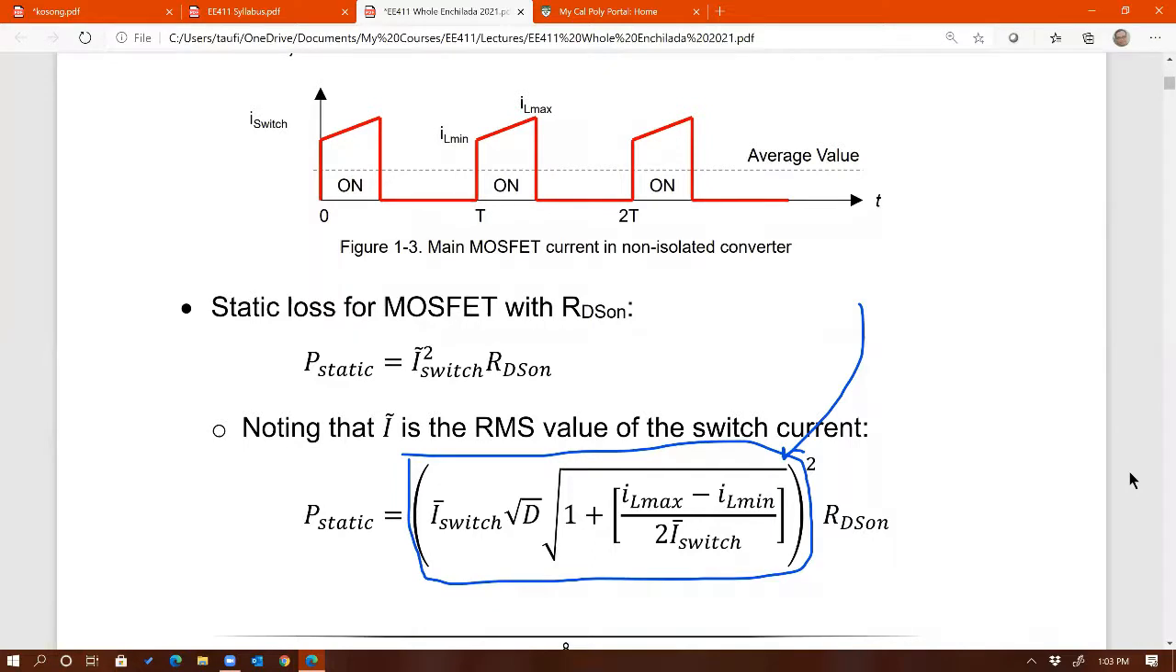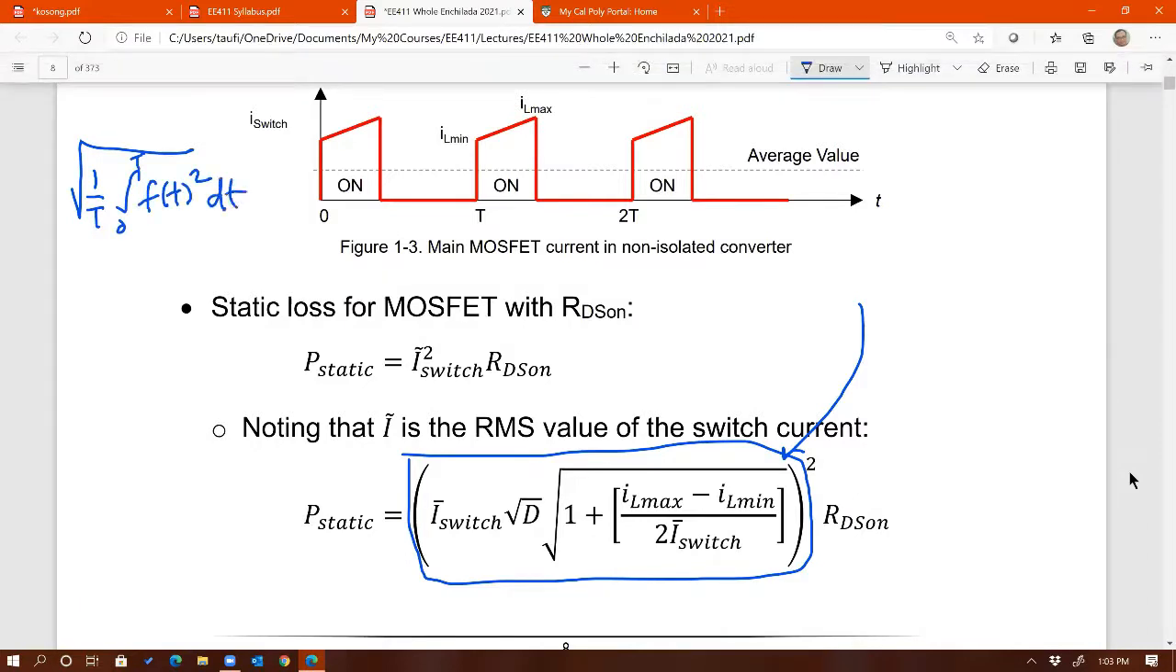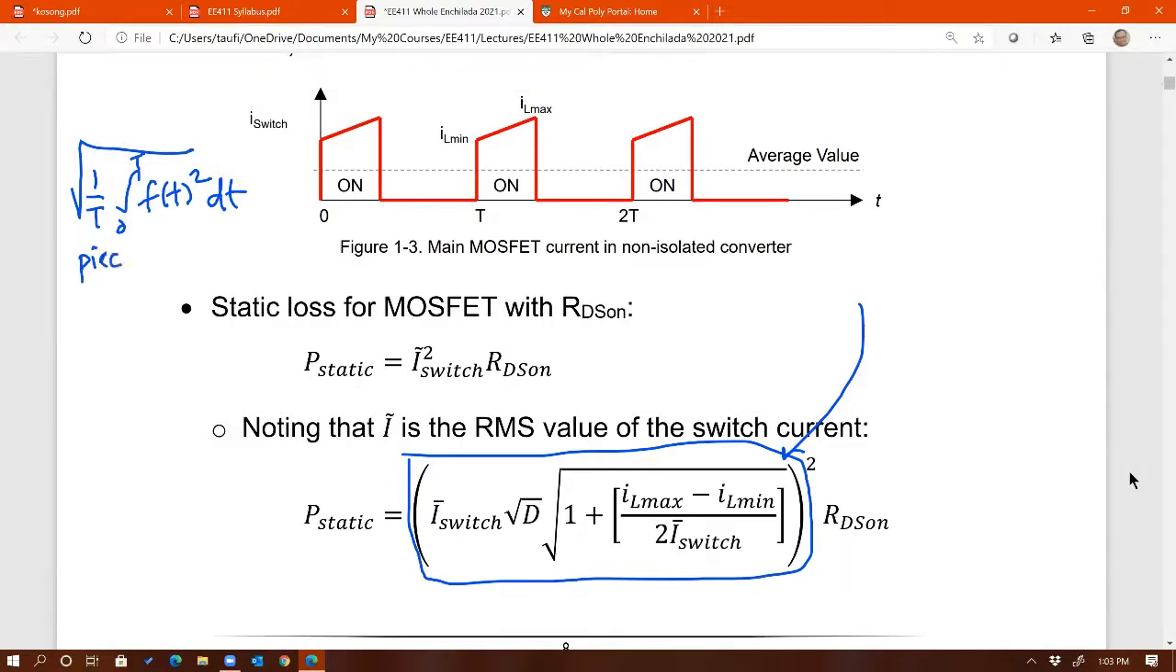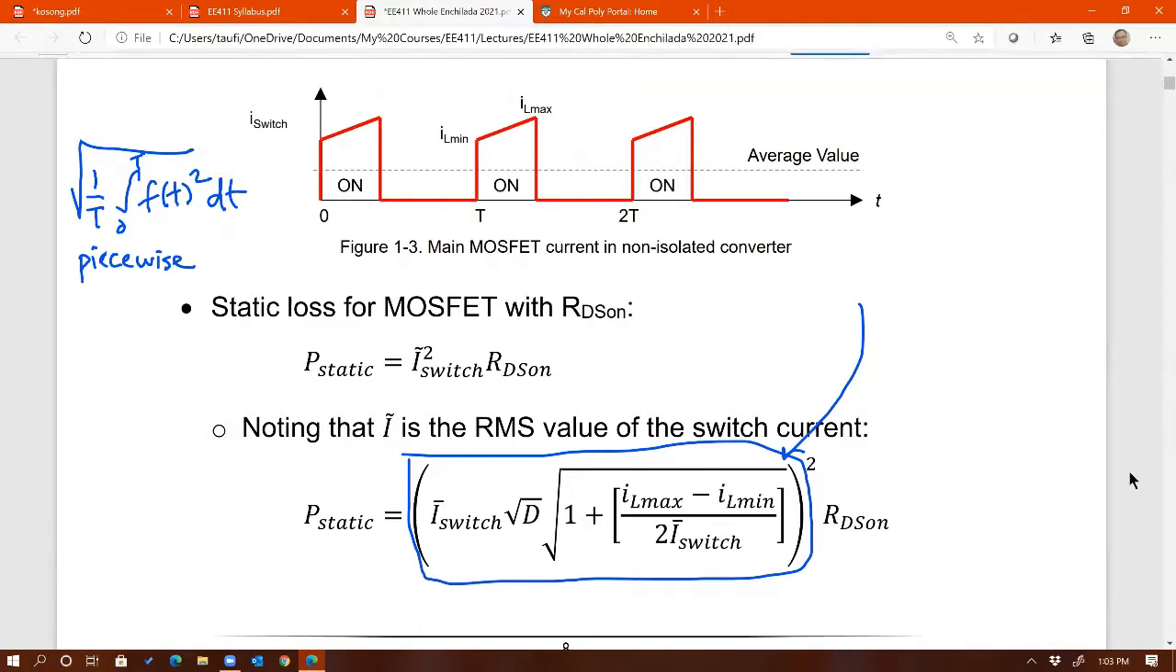We learned 3 methods. We used the RMS equation that you learned in 212: square root of 1 over T, 0 to T, f of t squared dt. That's the first method. Second method is piecewise linear. Piecewise method.